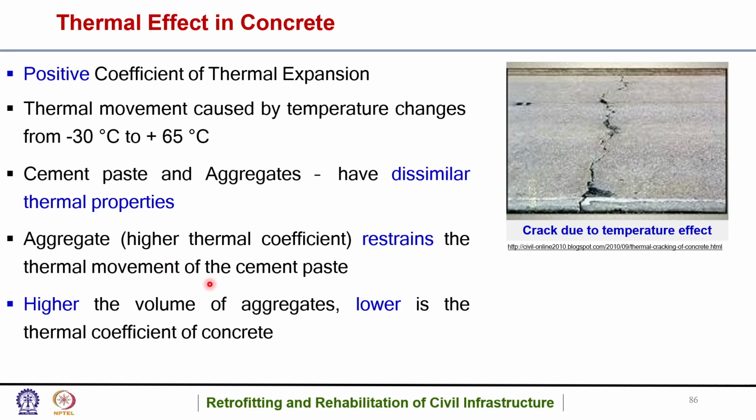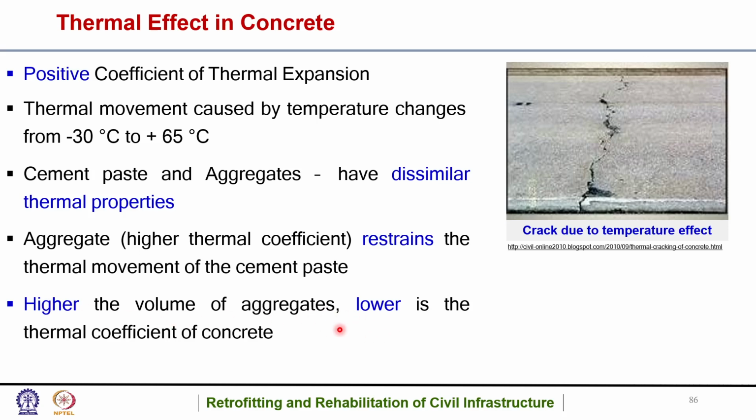If you see here, it is opposite. Aggregates have a higher thermal coefficient, but if the volume of aggregates is higher, the thermal coefficient of concrete is low. This is because in concrete, the aggregate is generally between 40 to 50% in volume, the sand is around 20 to 30%, and cement generally lies around 10 to 20%, and the rest is water and void. So the aggregate is less than half.